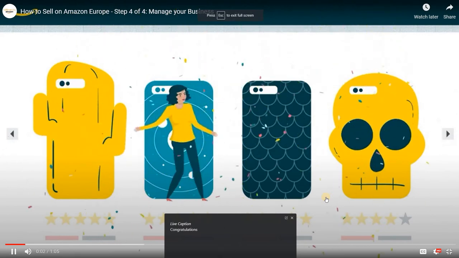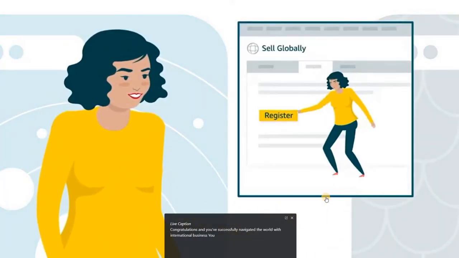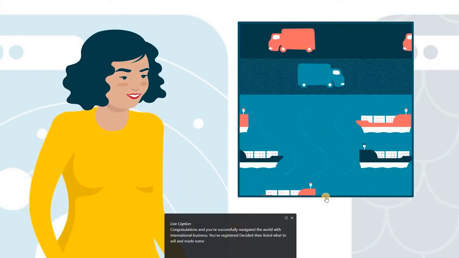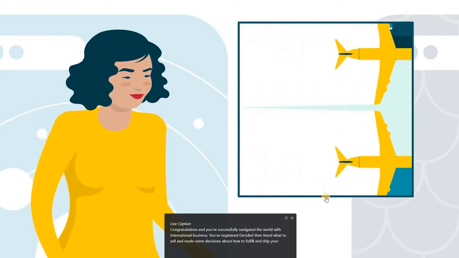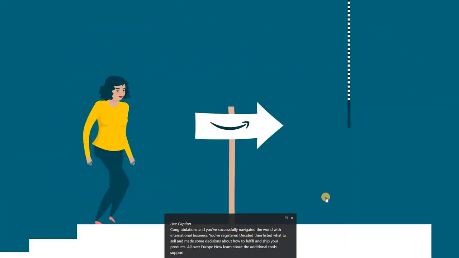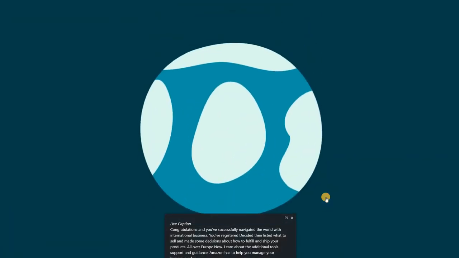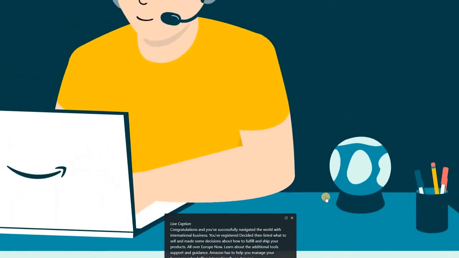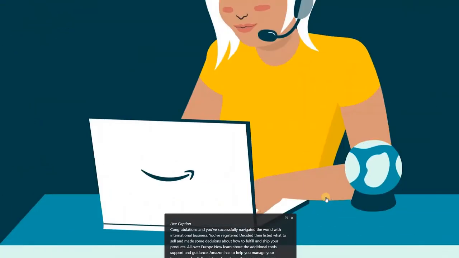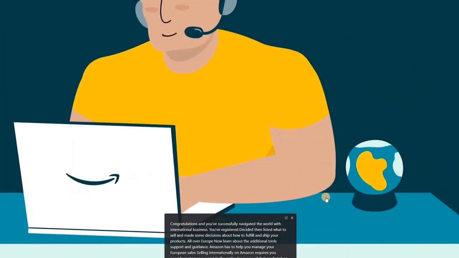Congratulations! You've successfully navigated the world of international business. You've registered, decided and listed what to sell, and made some decisions about how to fulfill and ship your products all over Europe. Now learn about the additional tools, support, and guidance Amazon has to help you manage your European sales. Selling internationally on Amazon requires you provide customer support in the native language of that marketplace. FBA provides direct customer support for all fulfillment-related questions in the necessary languages.